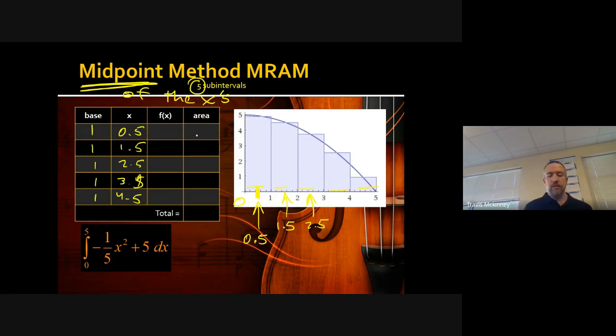And then you find f of x the same way as before. So you plug in your function and then let your calculator do the work. So this would be 4.95 and then multiplying by 1.